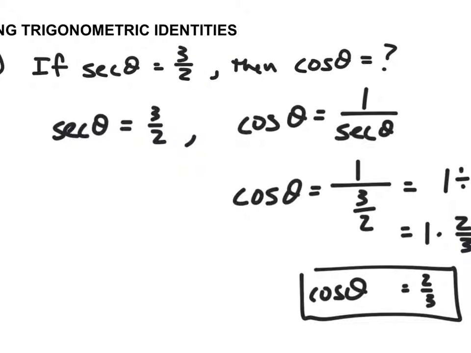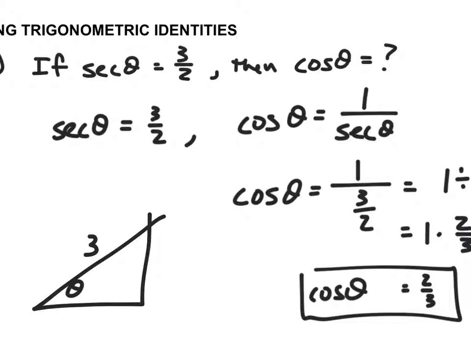If I wanted to, I could draw a triangle. Just a generic triangle, put theta here. If secant is the reciprocal of cosine, then this would be hypotenuse over adjacent, so it would be 3 over 2. And given that, if I wanted to write cosine of theta, that would just be my adjacent side divided by my hypotenuse.